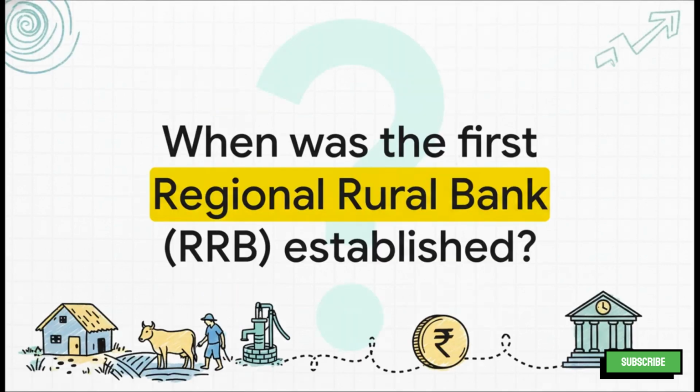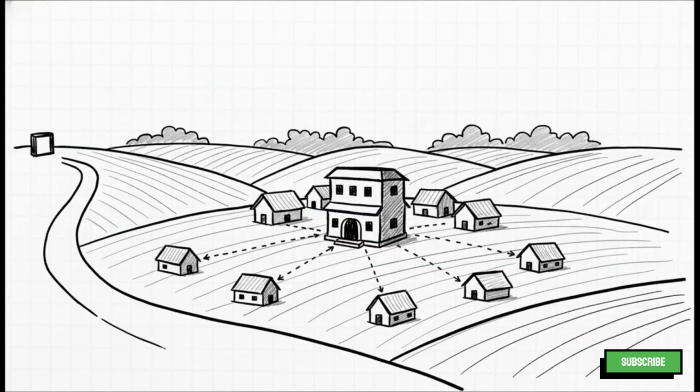This one's from the history of rural banking in India. When was the first regional rural bank, or RRB, established? The first RRBs were established on October 2nd, 1975. The whole point was to extend banking facilities to people in remote rural areas. They started with just 5 banks in the beginning.